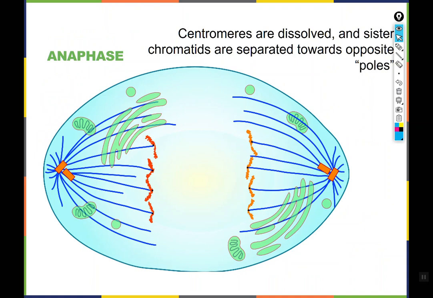And that's important because they're going to be divided too, eventually. So the centromeres end up getting dissolved, which means that the sister chromatids are now no longer able to hold on to each other, and they end up being pulled towards opposite poles by these microtubules.